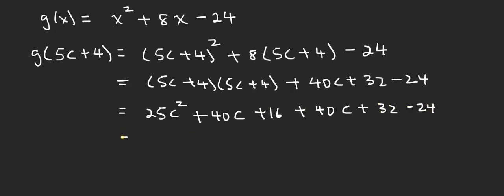And we have to add up the like terms. So you get 80c. And what do you get here? You get 48 minus 24, which is 24.